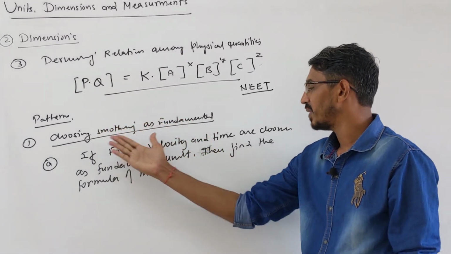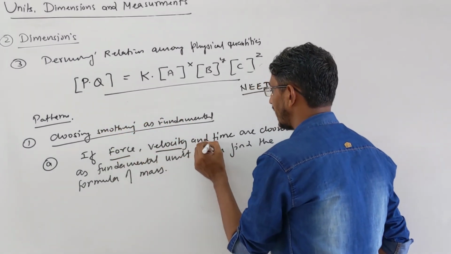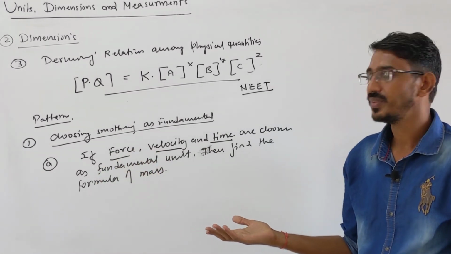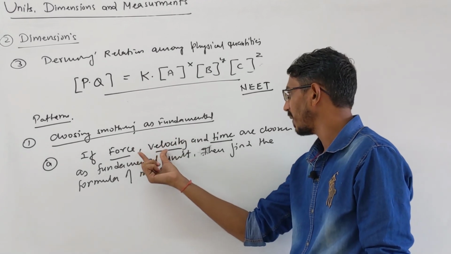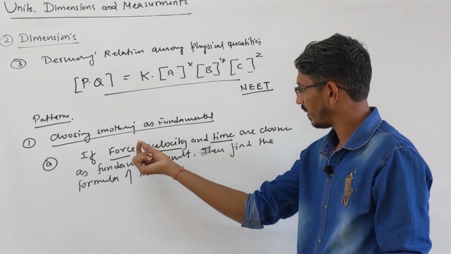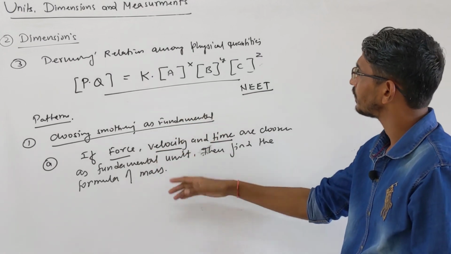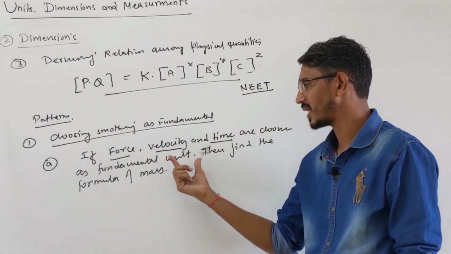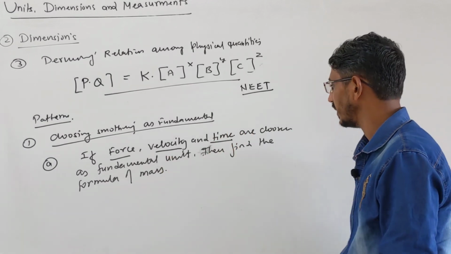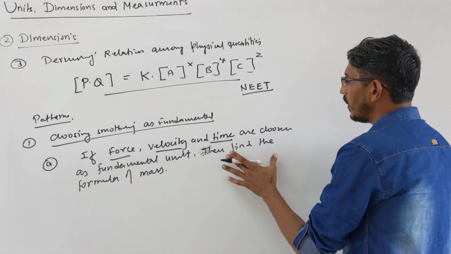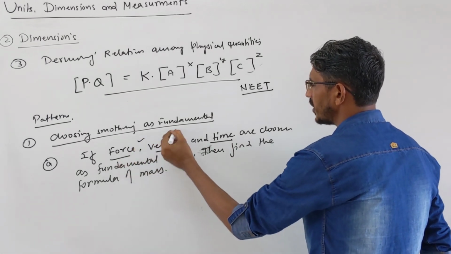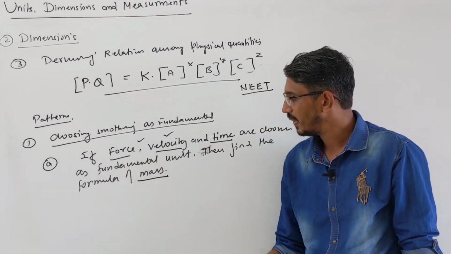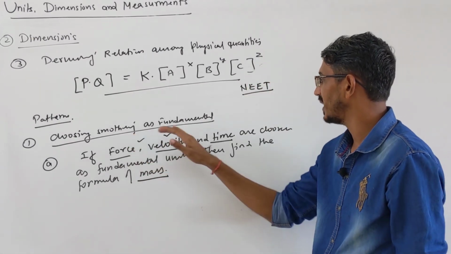Choosing something as fundamental means what? They said force, velocity and time. Force and velocity are not fundamental right now, yeah, they are derived. So if we are choosing these as fundamental, 3 things are given: force, velocity and time. Here also, as I said, in deriving relations we can use maximum 3 things only. So they will talk about maximum 3 things, 2 things or 3 things, that's all, okay. Then you have to find, these are chosen as fundamental, force, velocity, it could be anything, then you have to find the formula of mass. We have to find the formula of mass in terms of these given 3 things.